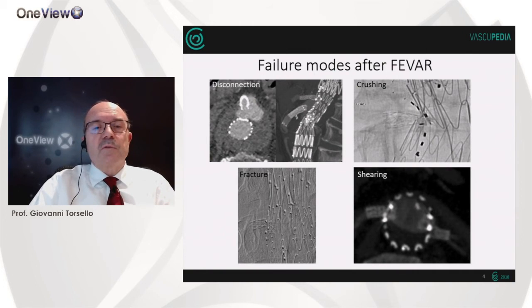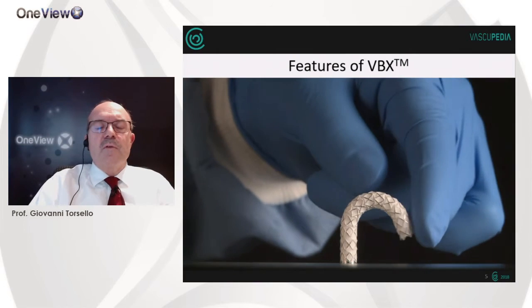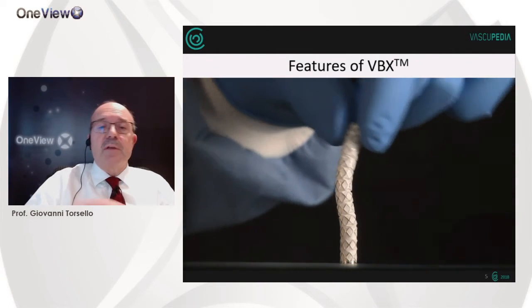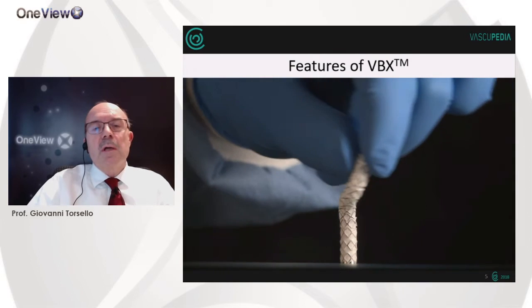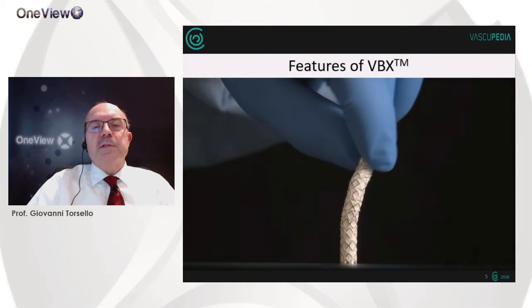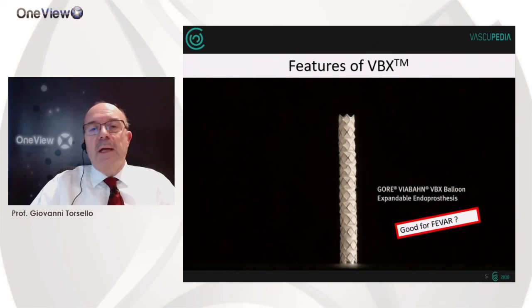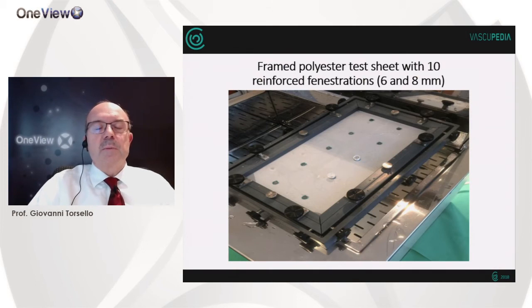So we looked for an ideal stent especially for this indication, and the VBX was introduced for the treatment of peripheral occlusive disease, especially at the level of the iliacs. But the features of this stent are very interesting also for the application in FEVAR and in BEVAR. And we would like to discuss later on these features with Professor Gargiulo during the next minutes.